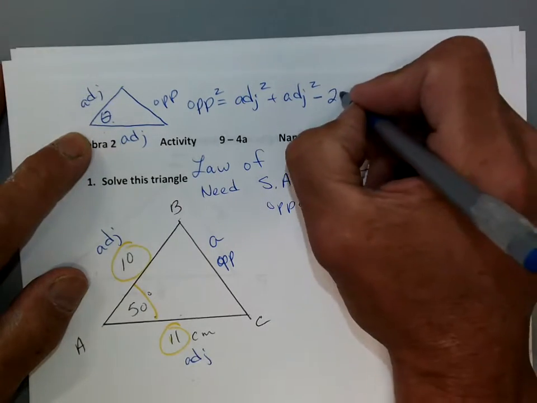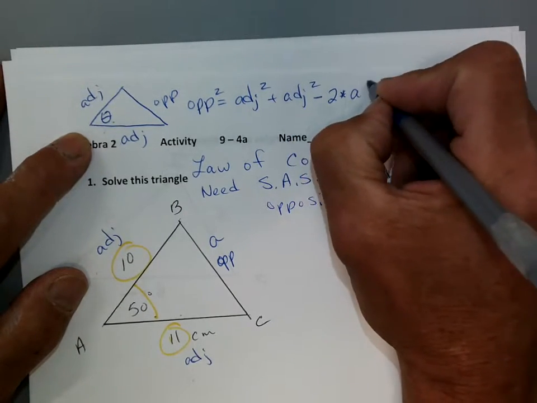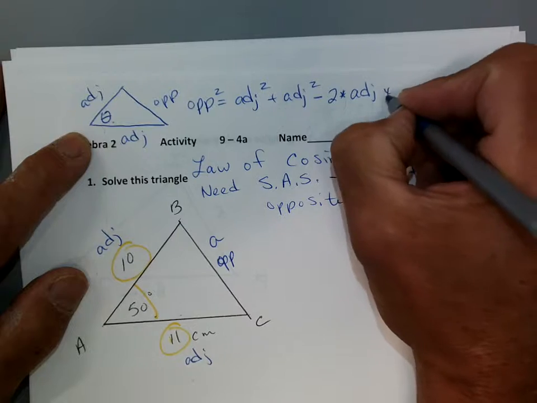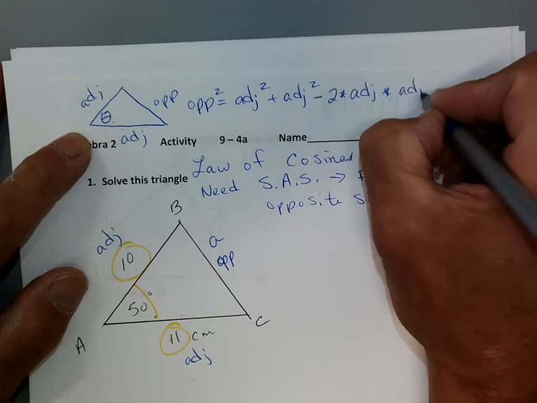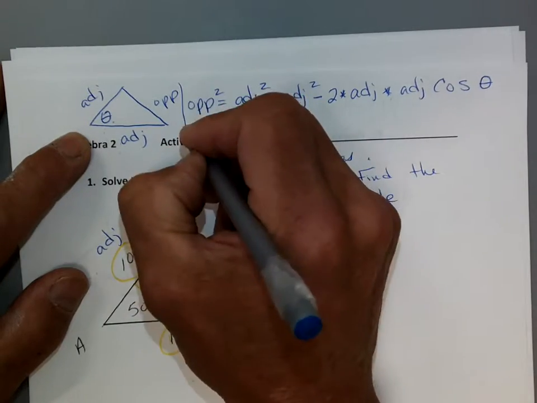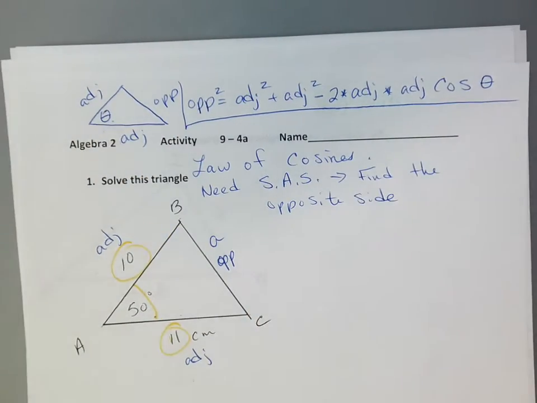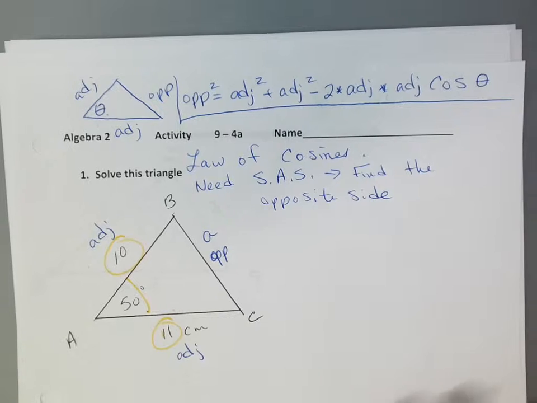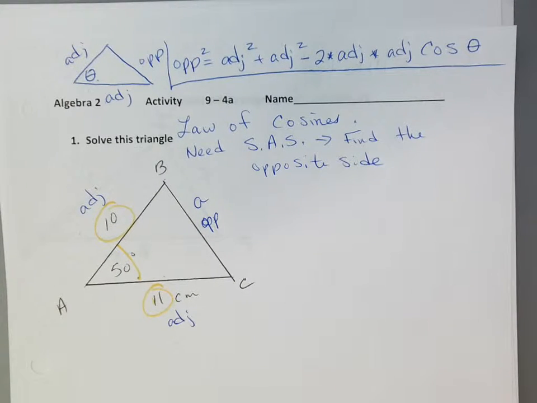2 times my adjacent times my adjacent times the cosine of the angle. Okay, write that down. That's the law of cosines. Pretty long, isn't it? I know, it's a pretty long formula, okay? Hey, don't feel bad. Can you imagine doing this without a fancy calculator? Welcome to my world, huh? And I majored in math.